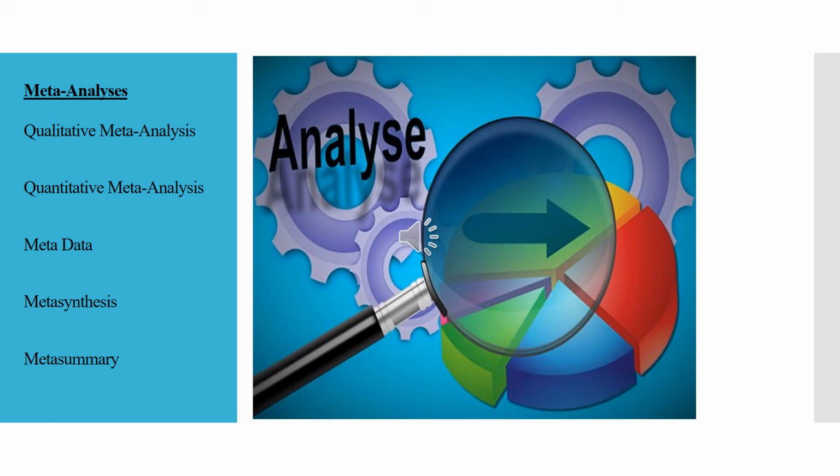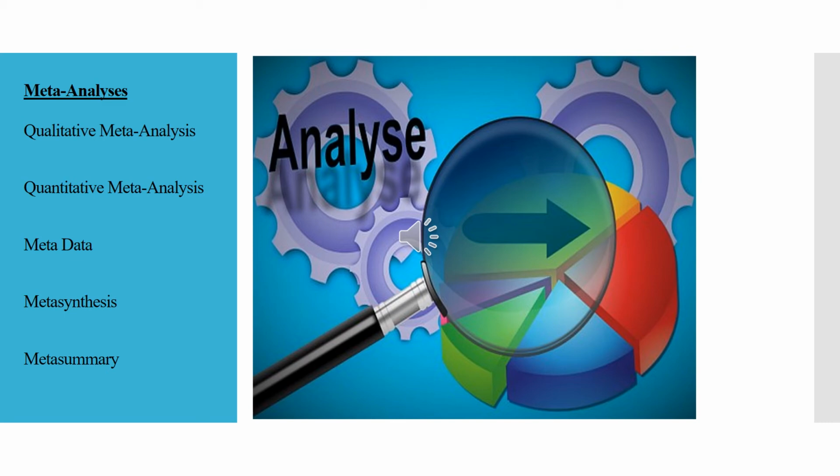Meta-analyses. Here we will look at qualitative meta-analysis, quantitative meta-analysis, metadata, meta-synthesis, and meta-summary. Meta-analyses are formal, structured analyses of the results of multiple studies of the same topic. It is used to reconcile conflicting results by using statistical significance to find a discrepancy.